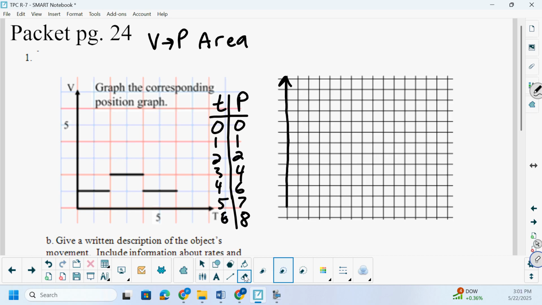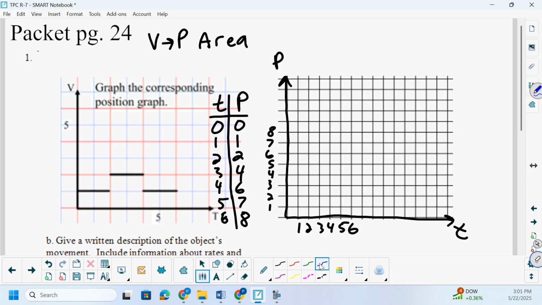We'll draw in over on our position graph, labeling time and position. And we only need to get up to 8, so we can probably just scale our y-axis by 1s. And we got to get out to 6 for the time. Now, if they'd given us specific units, like if the velocity was, say, meters per second, then we would do meters for the position, seconds for the time, but we just had in general labeled here.